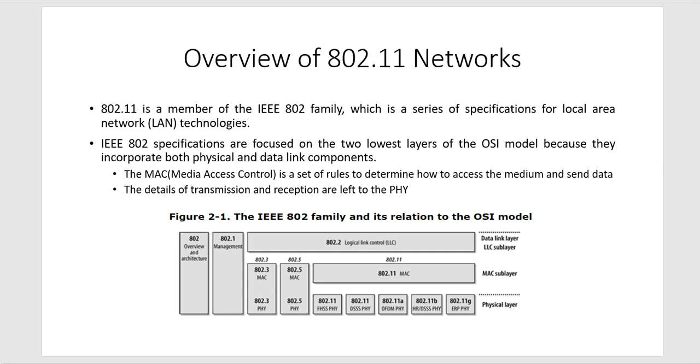So here there are two parts. The first part is the MAC layer. MAC. Okay. So in the data link layer, this MAC comes in. MAC is nothing but media access control. These are a set of rules to determine how to access the medium and send data. That is the main purpose of it. And the details of transmission and reception are left to the PHY, that is layer 1.